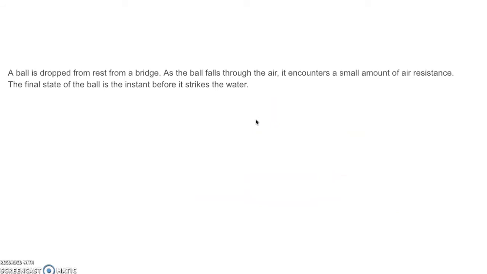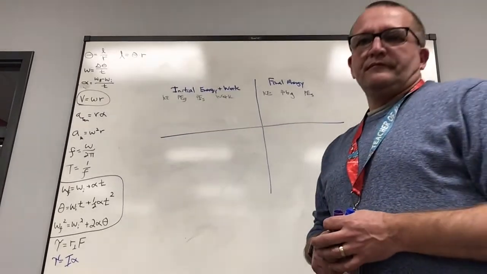A ball is dropped from rest from a bridge. As the ball falls through the air, it encounters a small amount of air resistance. The final state of the ball is the instant before it strikes the water. Draw ball charts.